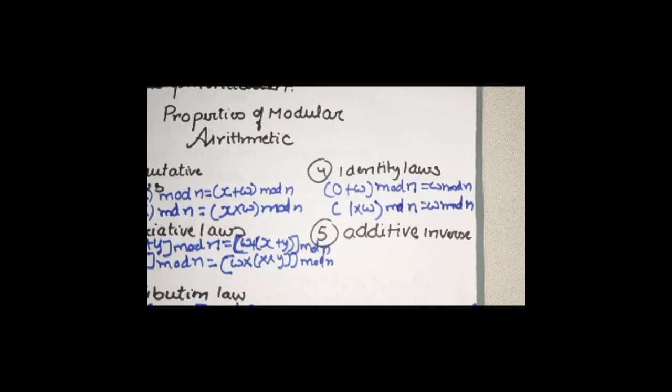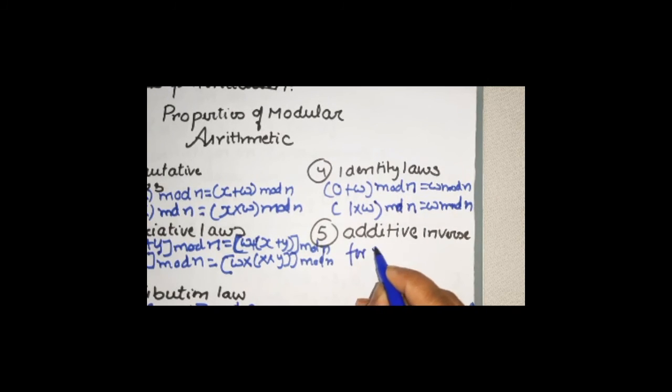Right. Additive inverse. What do you mean by additive inverse? Additive inverse says for each W that belongs to a set Z, where Z is a set of elements, there exists a number in Z such that W plus Z is equal to 0 mod n, which is equal to 0. That is called additive inverse.